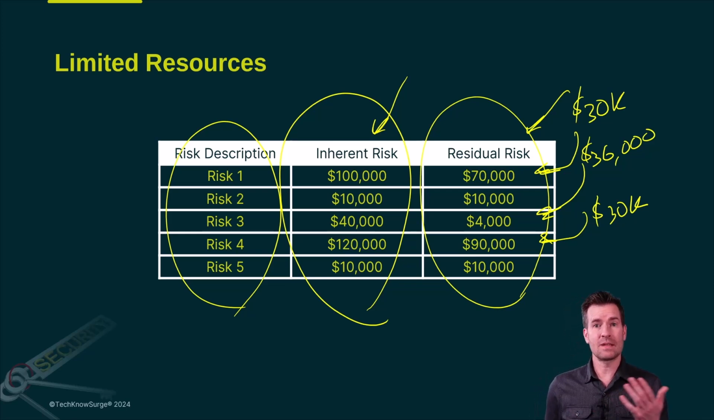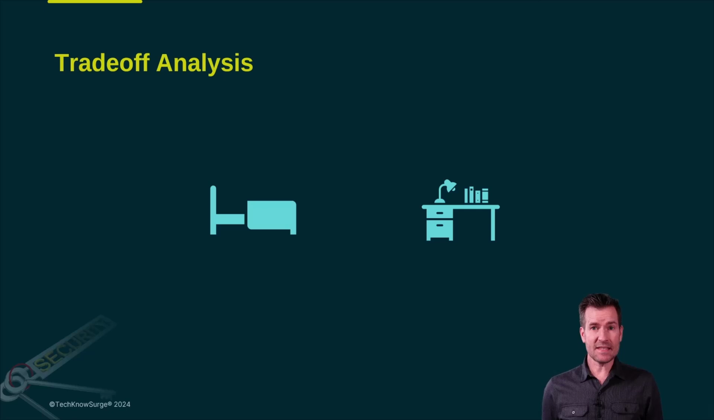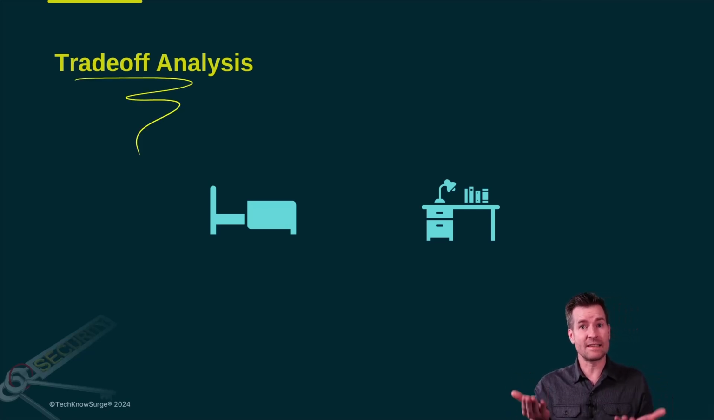So we have to do some assessments on which one we're actually going to mitigate and where we're going to spend our time and resources. This is called a trade-off analysis. There are trade-offs between whatever decisions we make.